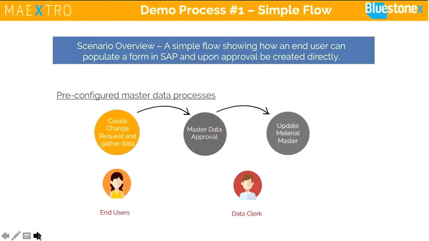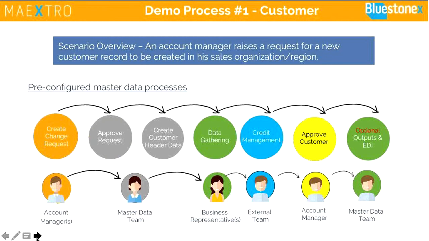Based on that, I'm going to hand over to Feroz. We're just going to show a simple process. This is an example where a user will go in and create a request for a new object, and then it might be an approval step and a simple update of the material master. That's a real simple process. For customer master, for example, you might have different people involved in that process. The important thing with Maextro, as you can see here, is that because it's process based, we can reach out and do links into credit management, all sorts of things.